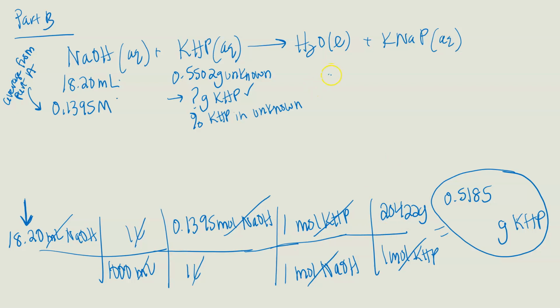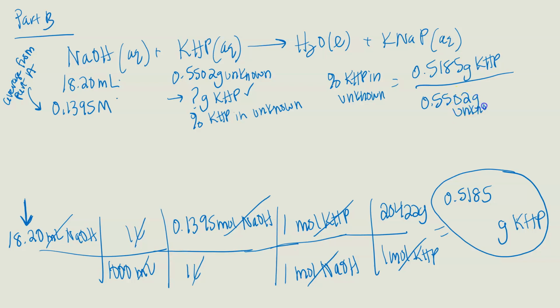Now once you know how many grams of KHP there are, to know the percent of KHP in the unknown, all we're doing is comparing the grams that we calculated of KHP to how many grams of unknown. So what this is saying is, based on my numbers, there was 0.5185 grams of KHP in my sample. Now, that wasn't my whole sample. My whole sample was 0.5502. So I'm going to see what percentage of the unknown is the KHP, like I said, it's a percentage calculation. I guess I'll kind of block it off.